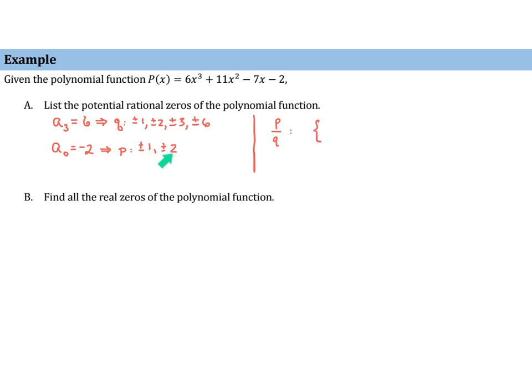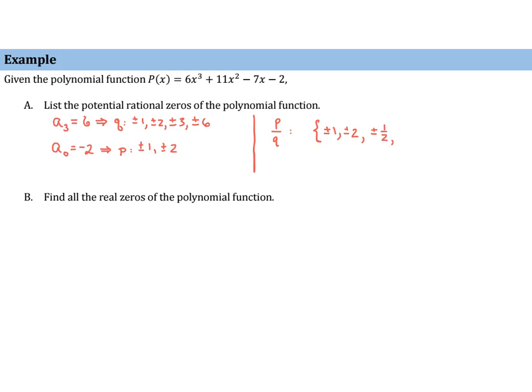So, we will take 1 and 2 and divide by 1. Then we'll take these and divide by 2, then divide by 3, and then divide by 6. So, plus or minus 1 divided by 1 is plus or minus 1. Plus or minus 2 divided by plus or minus 1. And now we'll move to dividing by 2. So we'll take 1 divided by 2 and 2 divided by 2. So plus or minus 1 divided by 2 is plus or minus 1/2. Plus or minus 2 divided by plus or minus 2 is plus or minus 1, which we've already included.